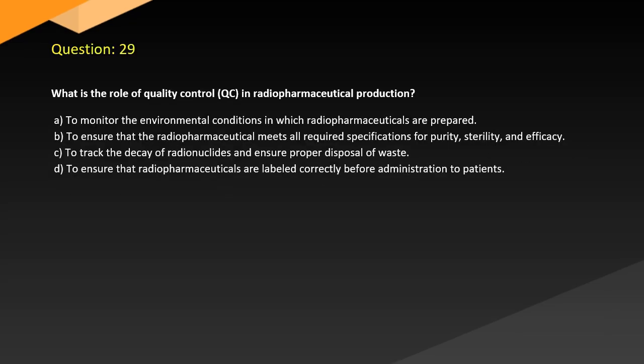Question 29. What is the role of quality control (QC) in radiopharmaceutical production? A. To monitor the environmental conditions in which radiopharmaceuticals are prepared. B. To ensure that the radiopharmaceutical meets all required specifications for purity, sterility, and efficacy. C. To track the decay of radionuclides and ensure proper disposal of waste. D. To ensure that radiopharmaceuticals are labeled correctly before administration to patients.